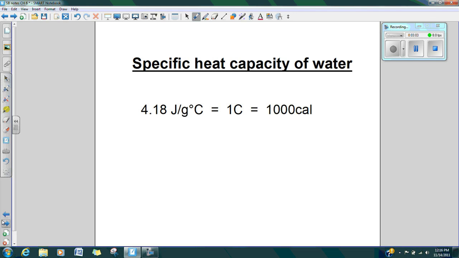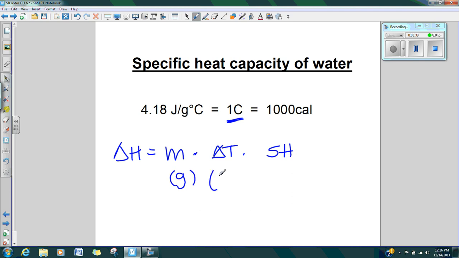You can see that it's 4.18 joules per gram degree Celsius, and 1 calorie is 1,000 small calories. This is the value that you see on your food labels. And if you remember, the formula that we use is the change in heat, or the change in enthalpy, is equal to the mass times the change in temperature times the specific heat of a substance. And remember that this is saying that energy is going to be related to mass. Because if we take a look, mass is in grams, our temperature is going to be in degrees Celsius, and our specific heat is in joules per gram degrees Celsius.